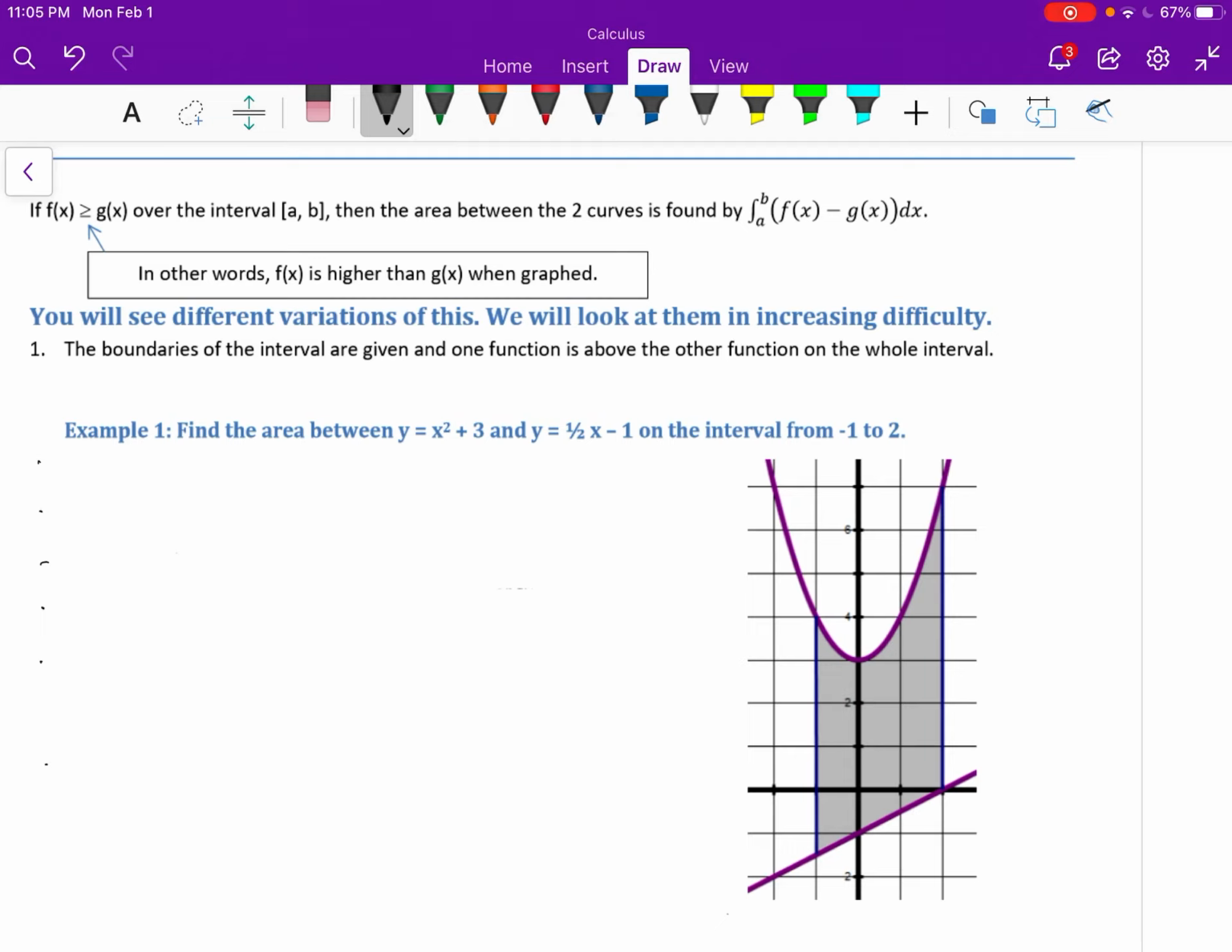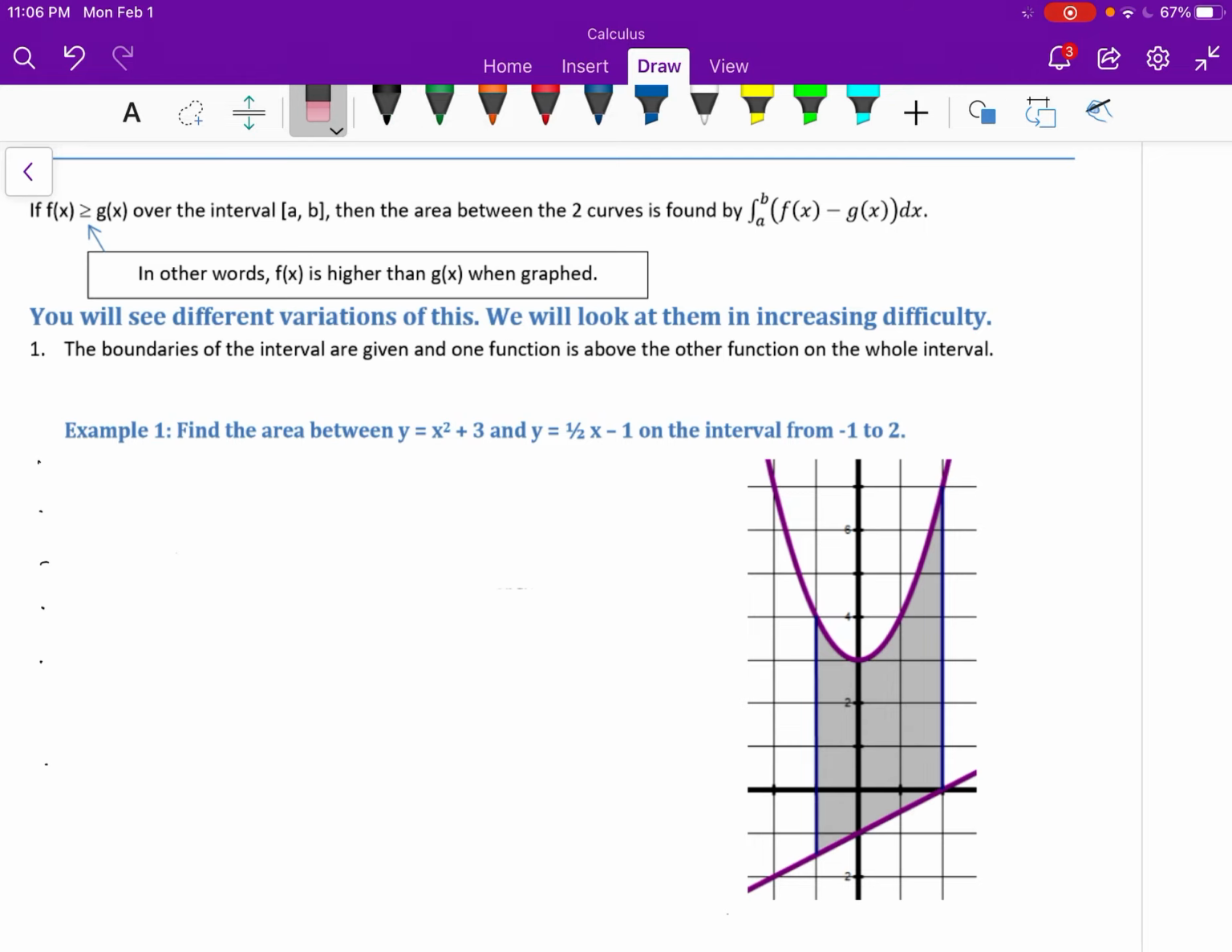So we will look at a few different variations. The first variation tells us the boundaries of the interval are given and one function is above the other on the whole interval. So that's the first type. That's going to be a little bit simpler. So let's go ahead and look at this one.